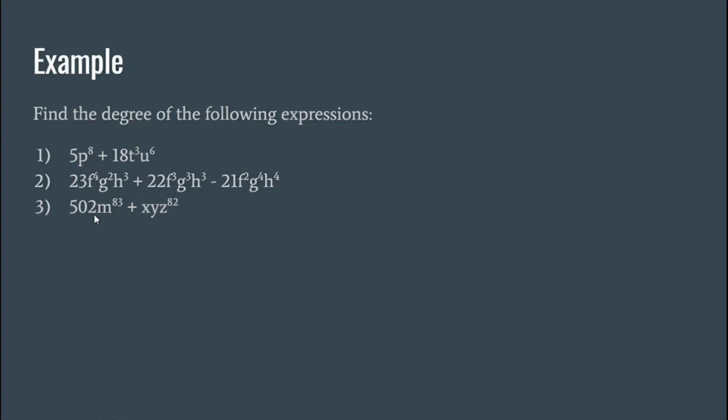Okay, so number 3, this has a degree of 83. This has a degree of 82, 83, and 84, so this is 84. Okay, so we count the exponents for variables only, right? So if you don't see a number here for the exponent for these variables, then it has an exponent of 1. And we add those to the 82, we get 84. Okay, so I hope that was pretty straightforward.